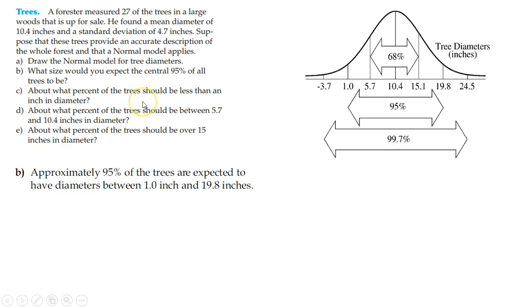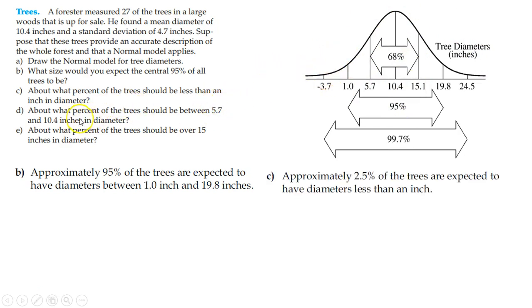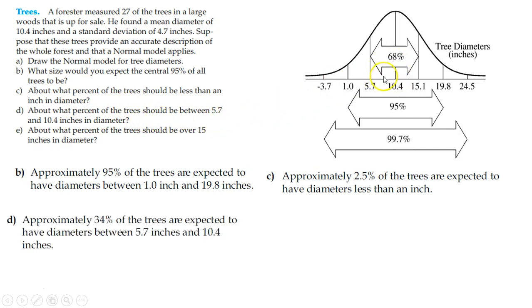About what percent of trees should be less than an inch? Less than an inch would be down here, which is, if this is 95, these outsides would be 5, or 2.5% for that one. What percent of the trees should be between 5.7 and 10.4? About 34%, because you'd split that in half. And then what percent of the trees should be over 15 inches?